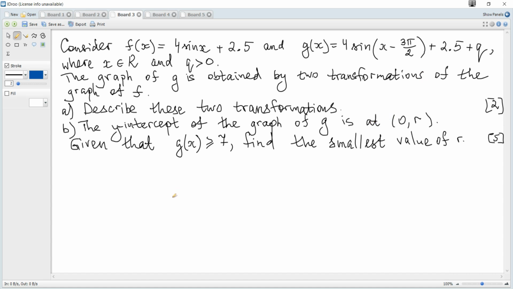So you should say the first transformation is horizontal translation 3 pi over 2 to the right. Minus means to the right, plus means to the left. Say horizontal shift, but not horizontal move. Or you may just write translation by a vector (3 pi over 2, 0).